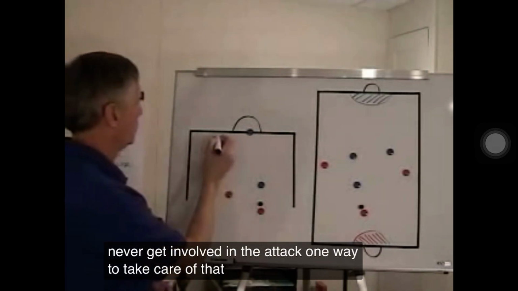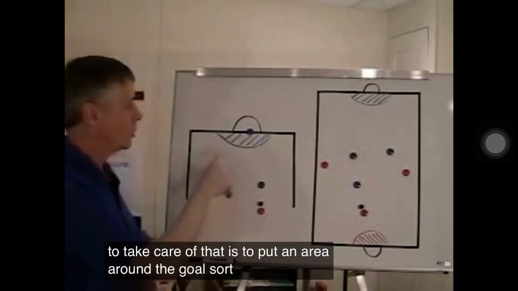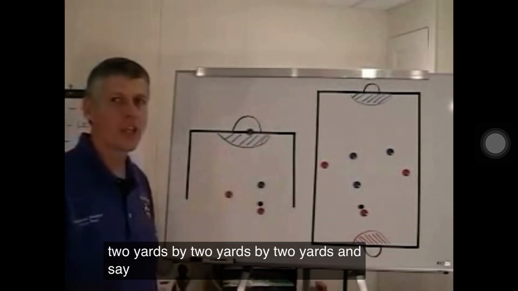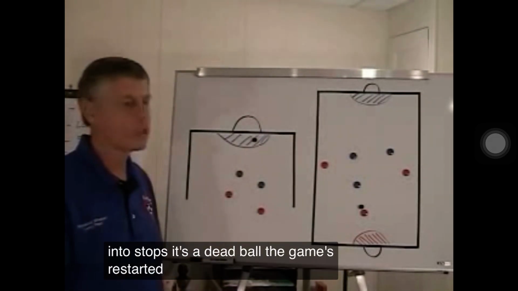One way to take care of that is to put an area around the goal, sort of like a crease, 2 yards by 2 yards by 2 yards, and say that that's a dead zone. No one can go in there. So now the players have to play out on the field. If the ball goes in and stops, it's a dead ball. The game's restarted just like it would if it had gone off the field.